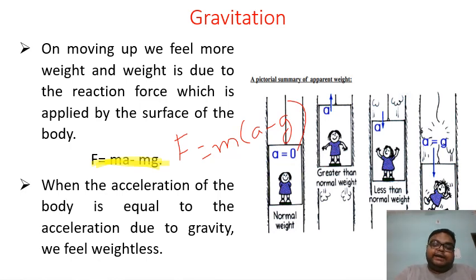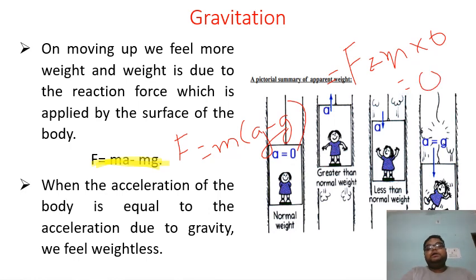So suppose that now this a becomes g, right? So g minus g is 0, right? So in this case force will be what? Force will be m times 0. This will be 0. That's why the weight of this girl in a free falling lift will be equal to 0, and she will be facing a situation that is called weightlessness. Okay students, that is called weightlessness.